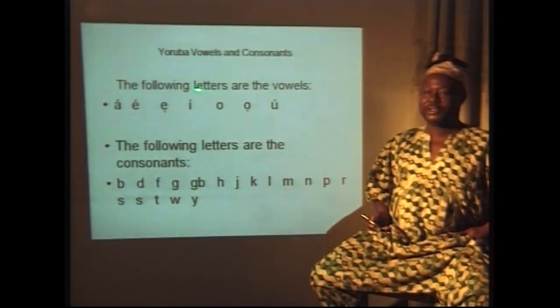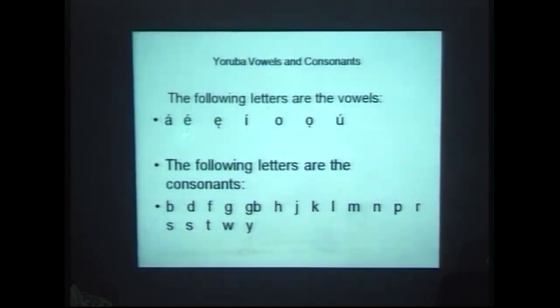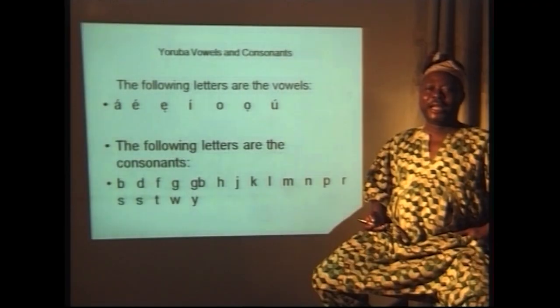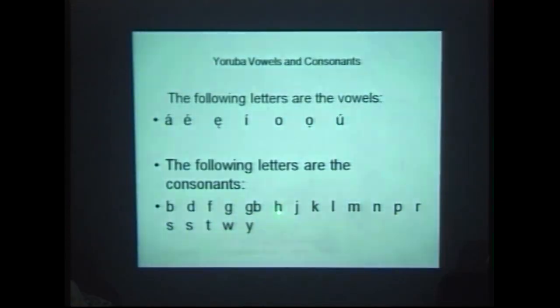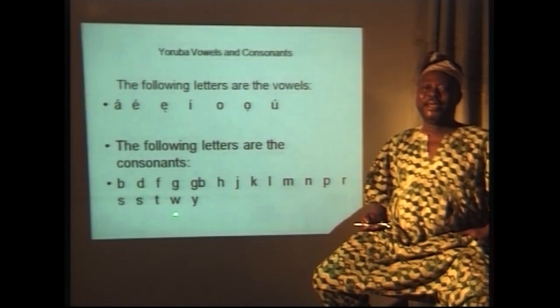Yoruba vowels and consonants. The following letters are the vowels: A, E, I, O, U. The following letters are the consonants: B, D, F, G, Gb, H, J, K, L, M, N, P, R, S, Sh, T, W, Y.